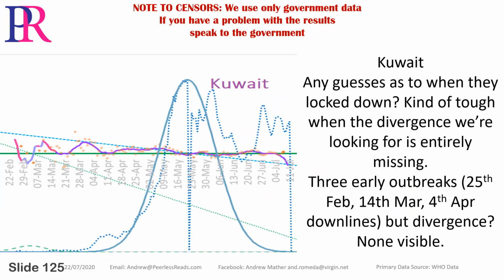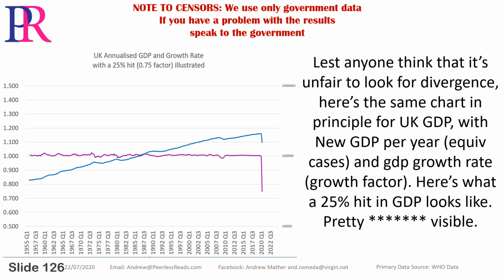Any guesses as to when they locked down? Kind of tough when the divergence we're looking for is entirely missing. 3 early outbreaks, 25th Feb, 14th March, 4th April downlines, but divergence non-visible. Lest anyone think that it's unfair to look for divergence, here's the same chart in principle for UK GDP with new GDP per year, equivalent cases, and GDP growth rate, growth factor.